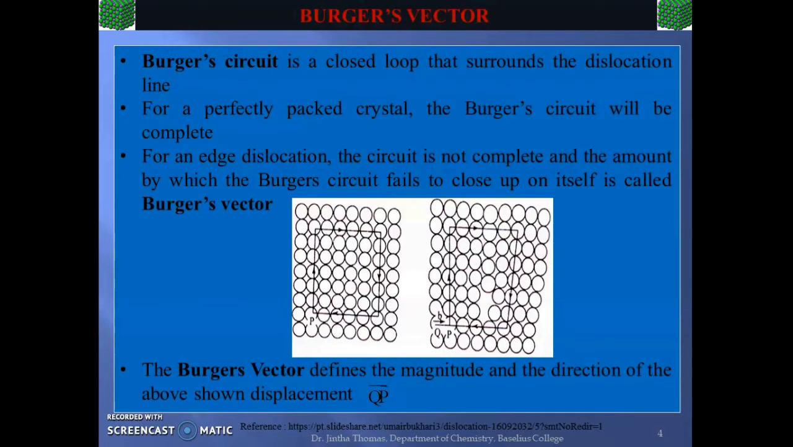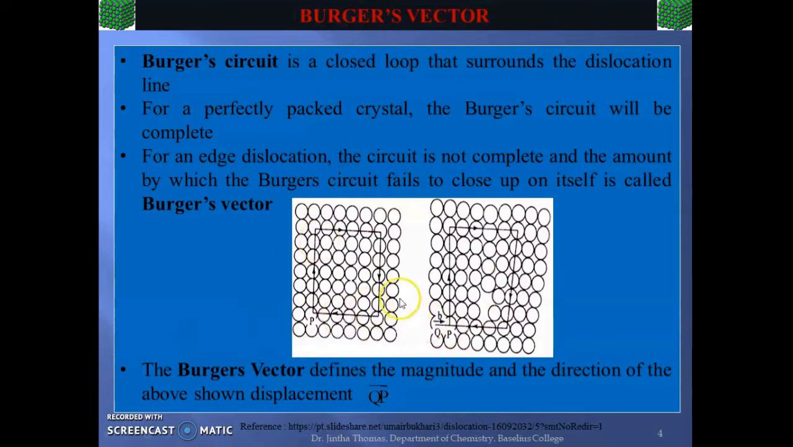Now let us see what is a Burger circuit and what is a Burger's vector. Burger circuit is a closed loop surrounding the dislocation line that can be used to describe the extent of dislocation within that crystal. That is, dislocations can be marked by drawing a closed loop around the dislocation line, and this loop is called Burger circuit. Let us have a detailed look.